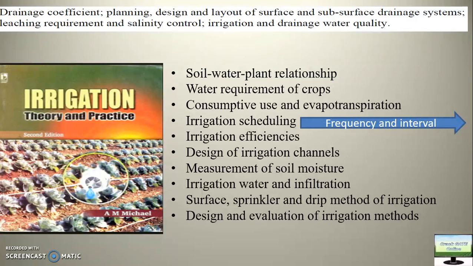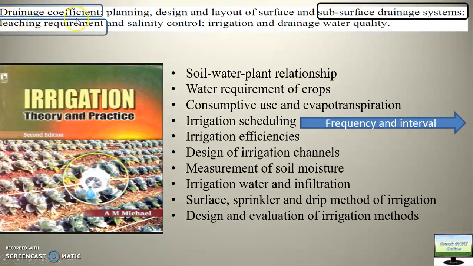By just applying common sense, you can solve the questions from sprinkler and drip. Some questions are available in this book, you can go through that. And design and evaluation of irrigation method. This topic is not that important because that is more from the subjective point of view. In your semester exam that may come, but in GATE it is less likely to come.